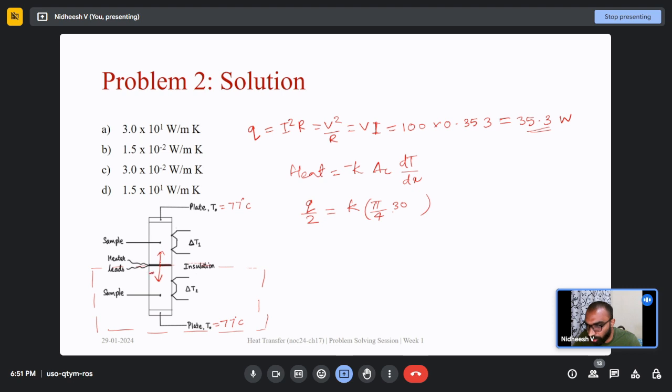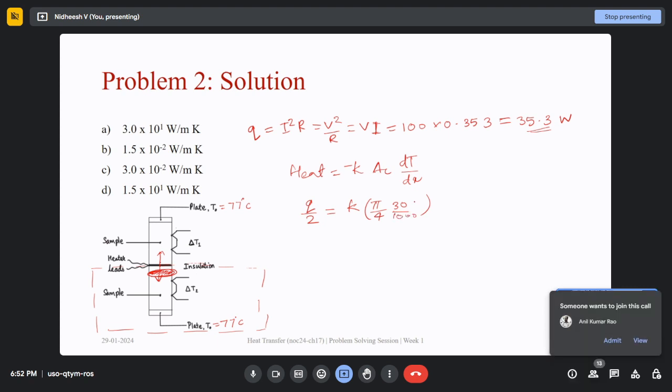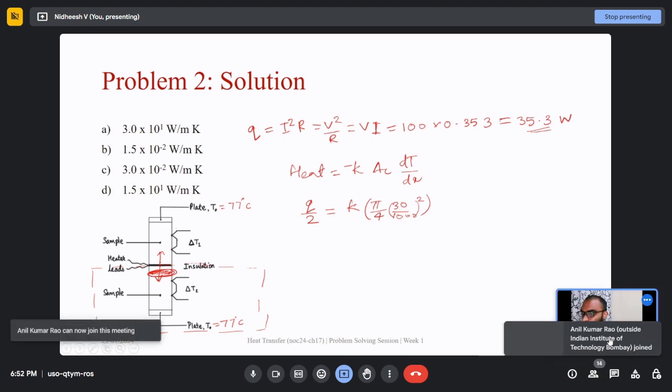We are interested in this area because heat is being transferred perpendicular to this area, right? Heat is being generated here, so it is being transferred in this direction. In Fourier's law, it is the cross-sectional area that is perpendicular to the direction of heat transfer. Okay? Okay, sir. It is pi by 4 d square, with d of 30 mm. And dT by dx. Do we know dT by dx for this process?